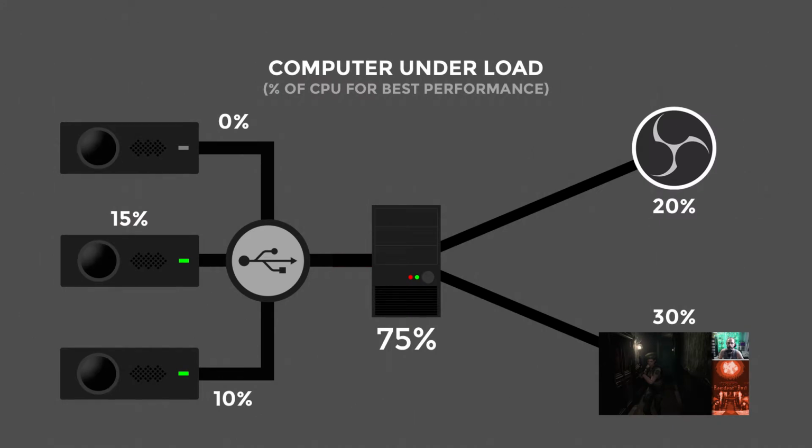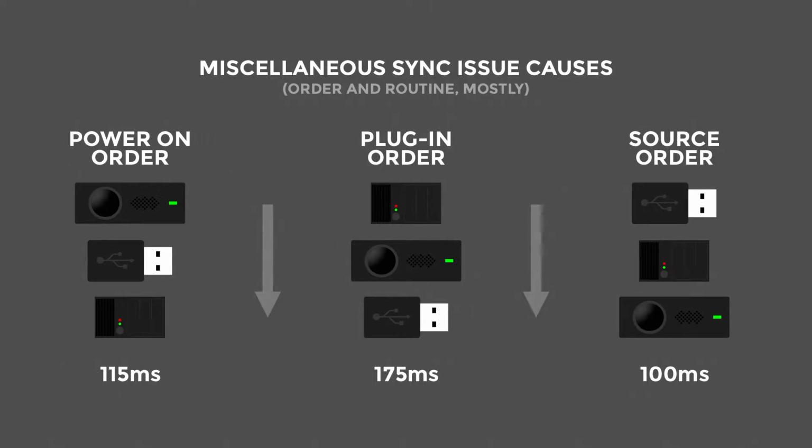Another cause can be high computer load, be that CPU usage, hard drive usage, or other peripherals such as a MIDI keyboard. Even something as simple as being in a different scene in OBS can change the synchronization of your devices, as the devices change active state. Some of the less obvious causes of desync can be the order in which your devices were turned on, the order in which they are plugged into the computer, and the order of the sources in OBS.